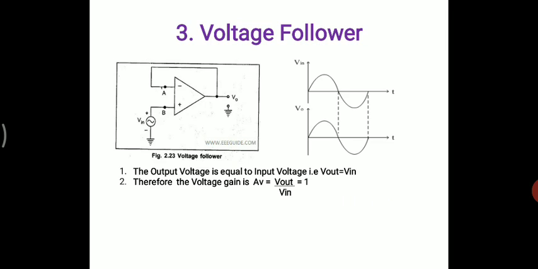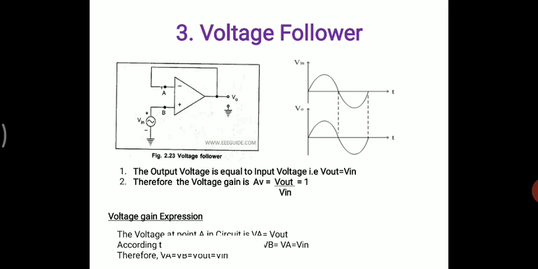So therefore the voltage gain, we have defined voltage gain as the ratio of output voltage to input voltage. So with that, AV, that is the voltage gain of the voltage follower, is equal to 1 because V out is equal to V in. So you can ask me how the voltage gain is equal to 1, how the output voltage equals the input voltage.